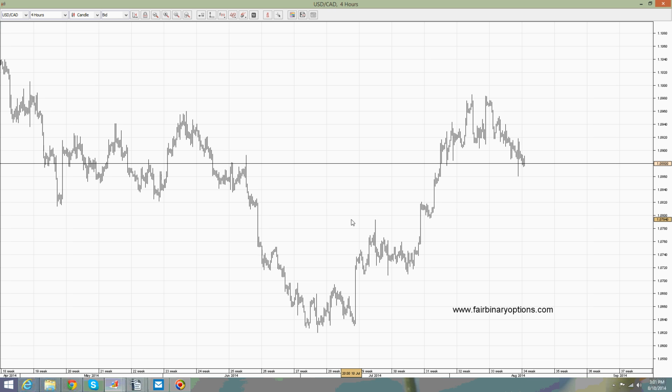The main characteristic of a head and shoulder is the spike into the head, a spike lower that is quickly retraced. And while this is a 4-hour chart, we should take all the clues from the left side of the chart and project them on the right side of the chart. And one of the clues would be this trend line here.